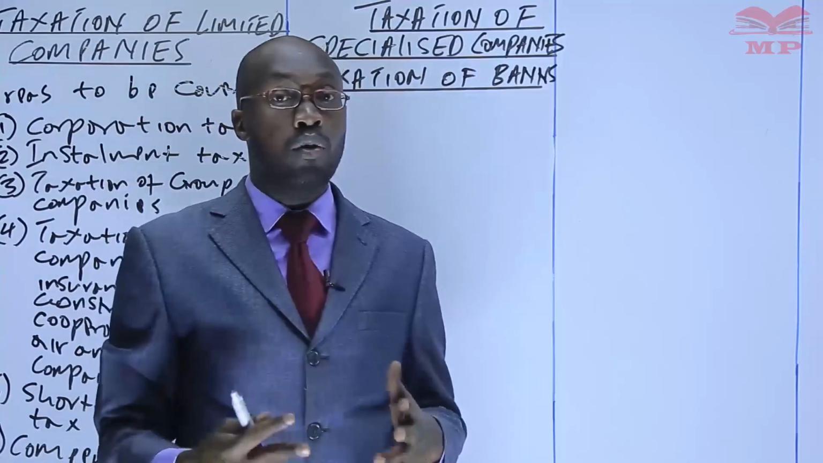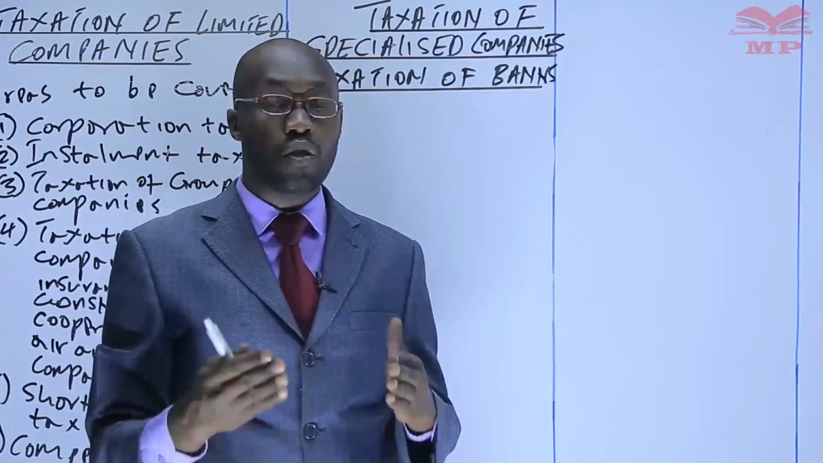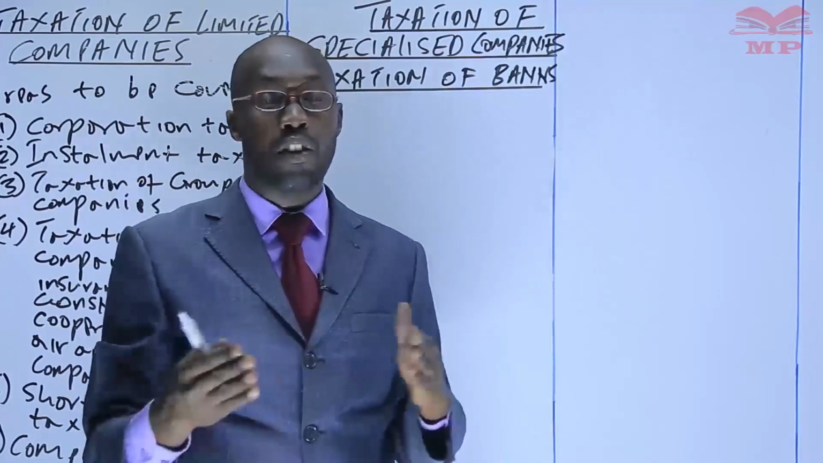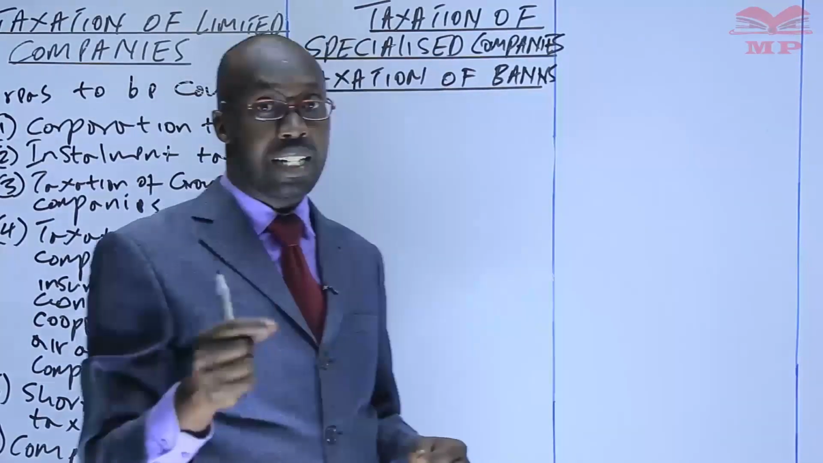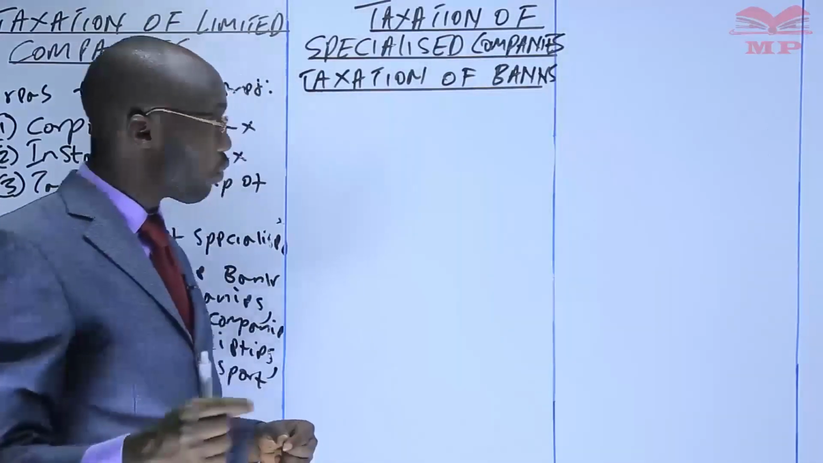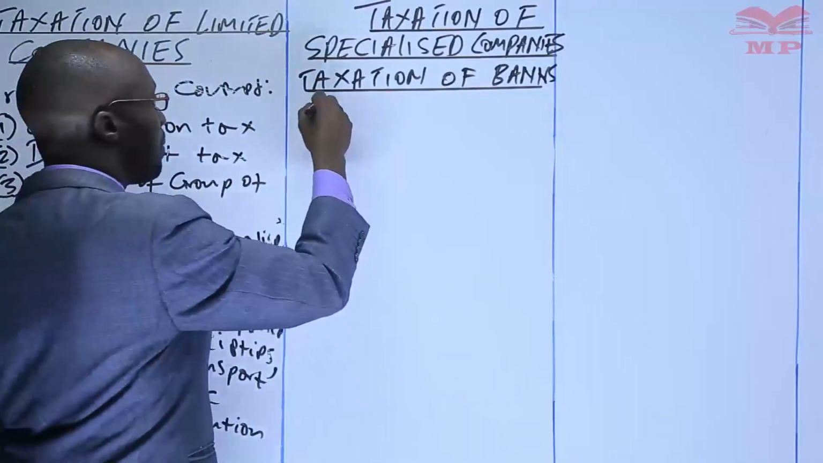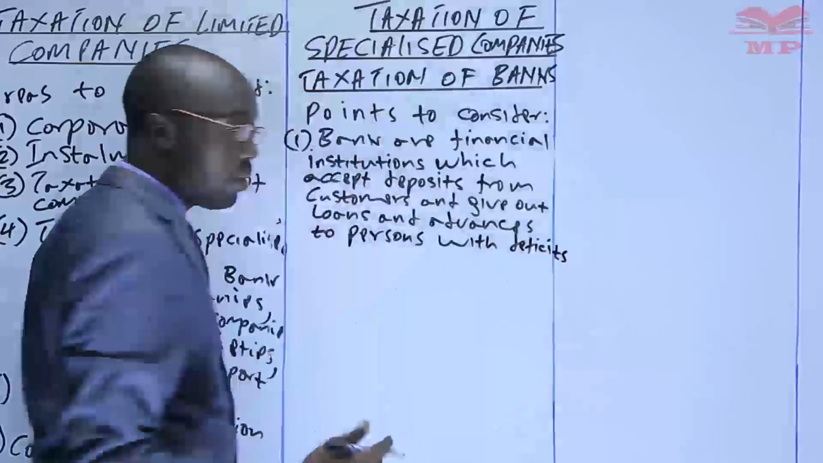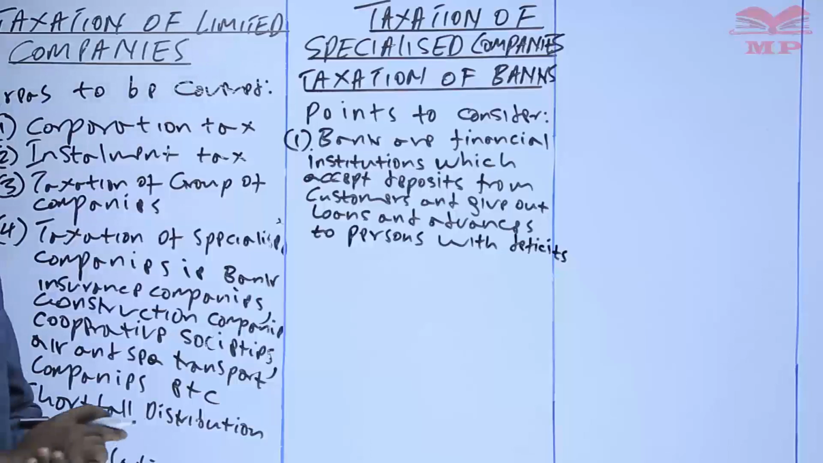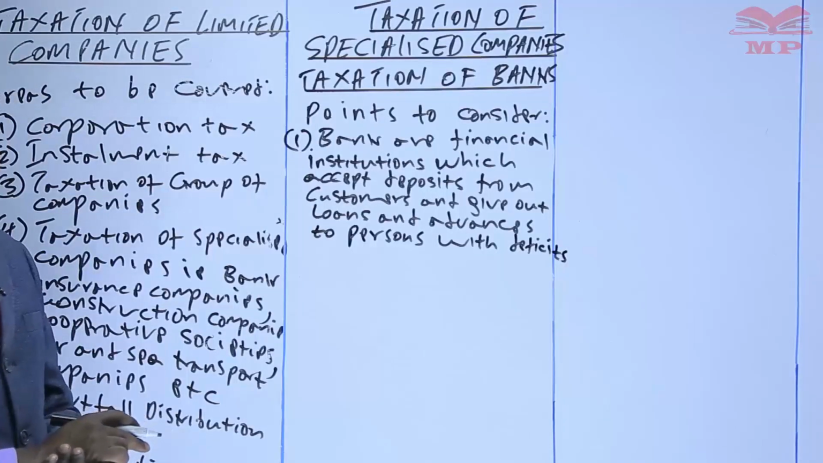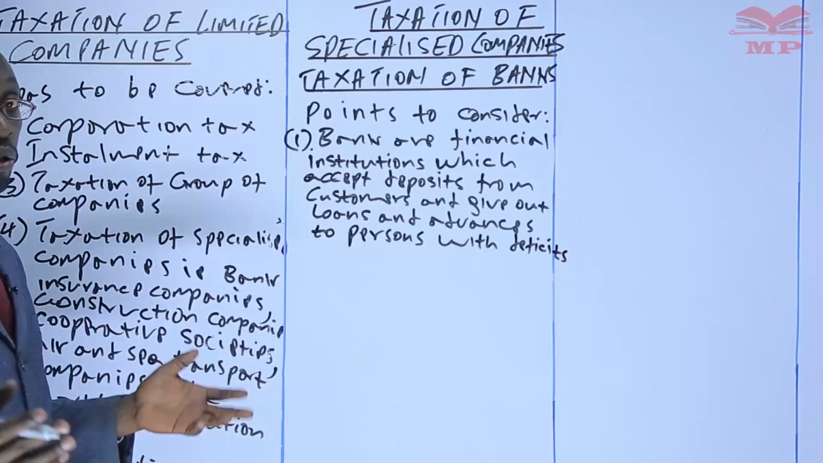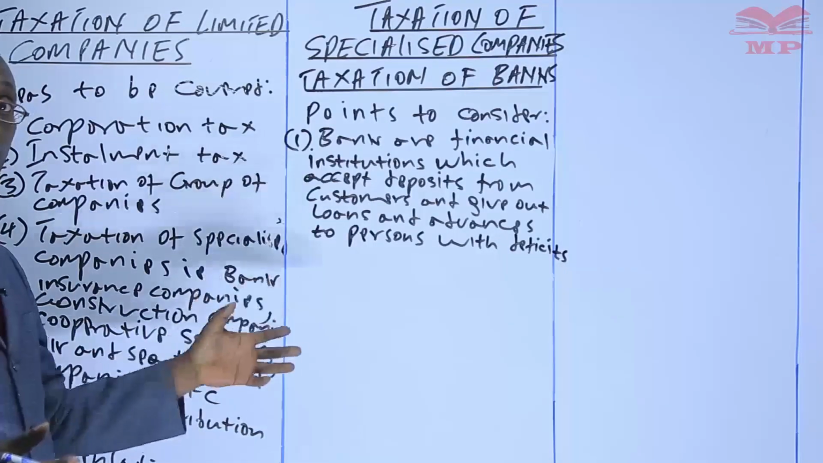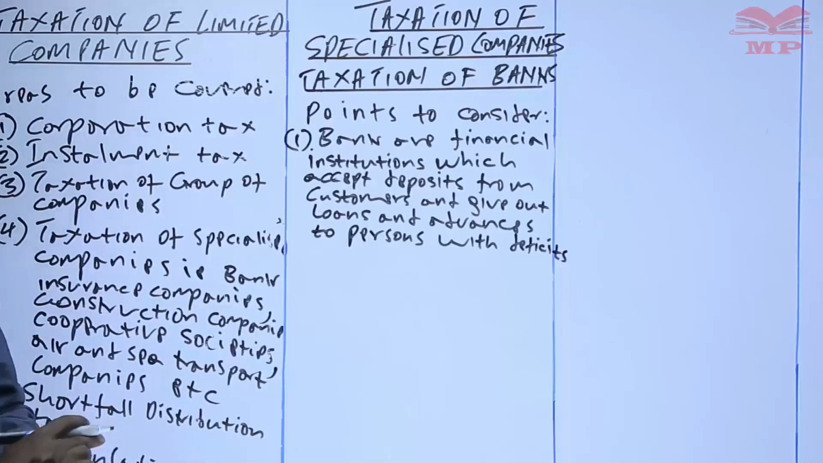So we want to see how these institutions which accept deposits and give out loans are usually subjected to tax. So points to consider in the taxation of banks are as follows. That is the general definition of a bank: if you have excess cash, you go make a deposit, and if you want a loan or you have a deficit, you can take a loan or an advance to fill in that deficit.